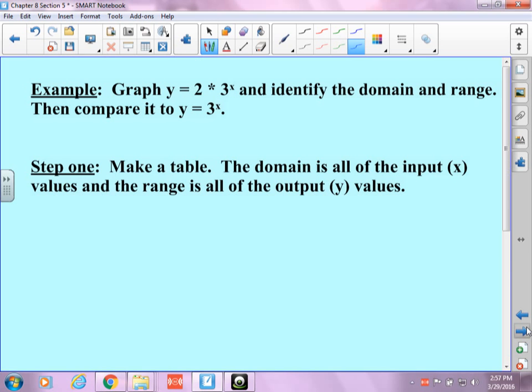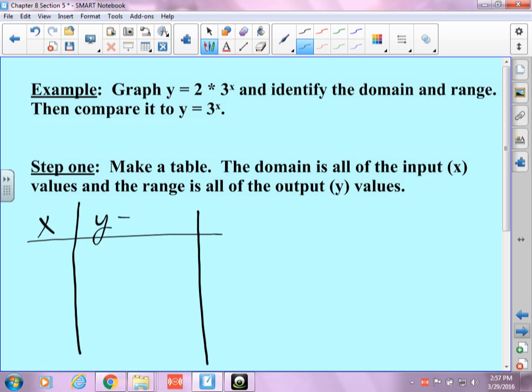All right, now let's go to this type of question. This is where we're going to graph. We're going to graph y equals 2 times 3 to the x. We're going to identify the domain and range. And then we're going to compare it to y equals 3 to the x. Now we've done this stuff before. We go ahead and make a table. So I'm going to set up an H table. In the first table, I'm going to put in the smaller function.